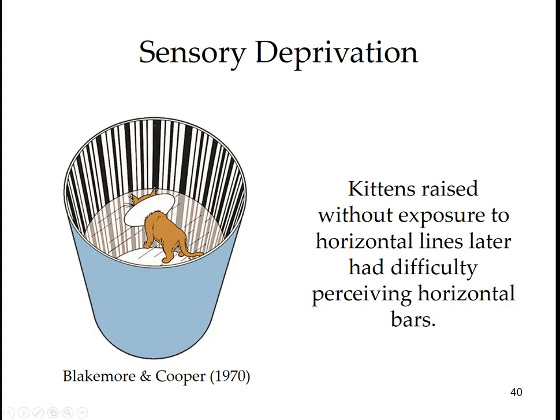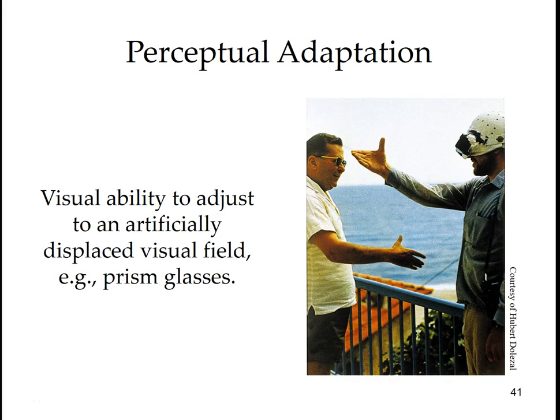Kittens raised without exposure to horizontal lines later had difficulty in perceiving horizontal bars. So sensory deprivation can also play a part. Visual adaptation to adjust to artificially displaced fields: we can use prism glasses and our brains will quickly adjust to how they have changed where our visual image sees objects.